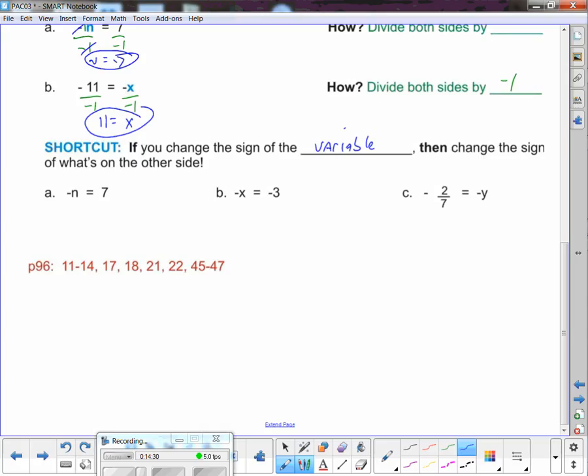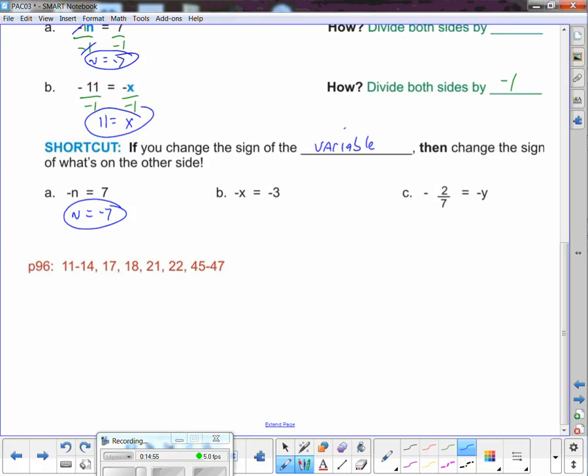And here's the simple thought. Look at A. Our variable is negative. I want to change its sign to positive. Therefore, I must change the sign of whatever's on the other side. So the 7 was positive, therefore now the 7 is going to be negative. And I just took care of that. Now again, you can divide both sides by -1, but that's where you're going to end up.